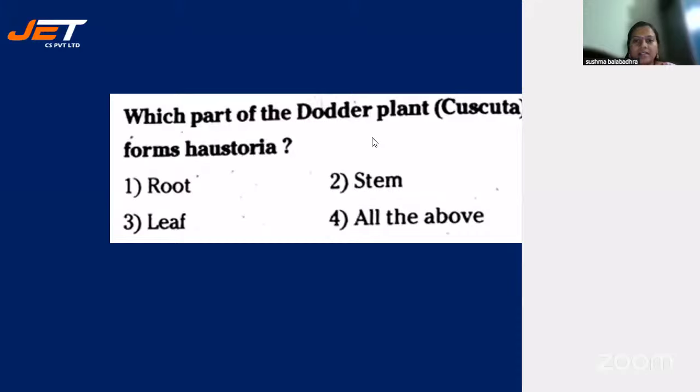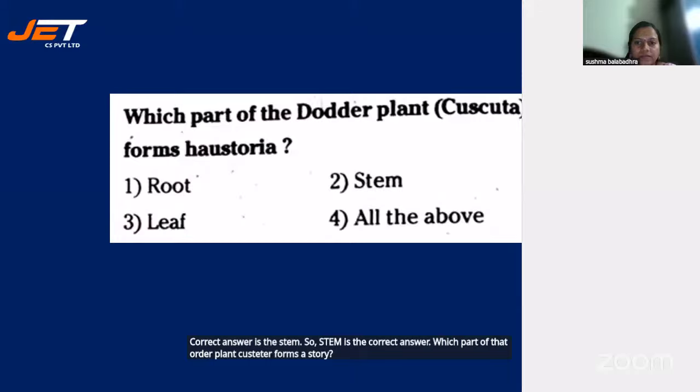Right, the correct answer is the stem. So stem is the correct answer. Which part of the daughter plant Cuscuta forms haustoria? It is a parasitic plant.